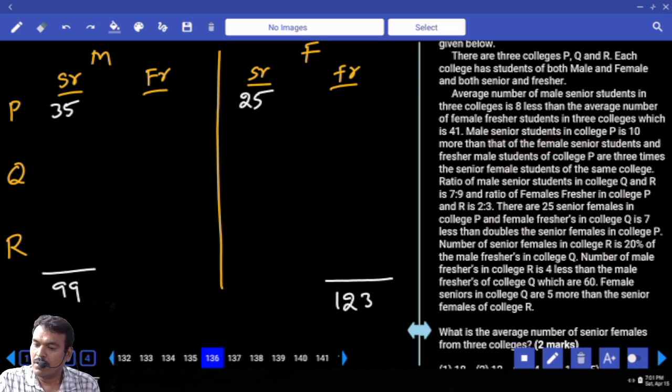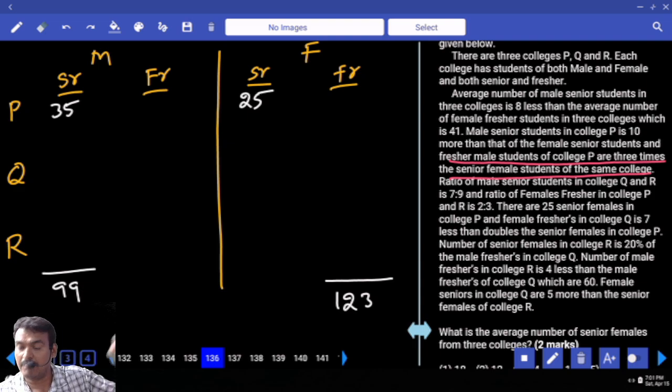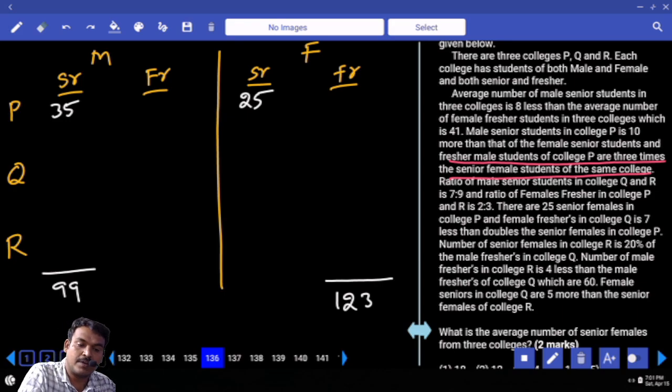And one more, the fresher male students of college P are 3 times of senior female students of the same college or different college? Same college. Fresher male value 3 times of senior female value. Senior female value 25. Compared to this one, 3 times means 75. That 75 is which one? Male fresher of college P.